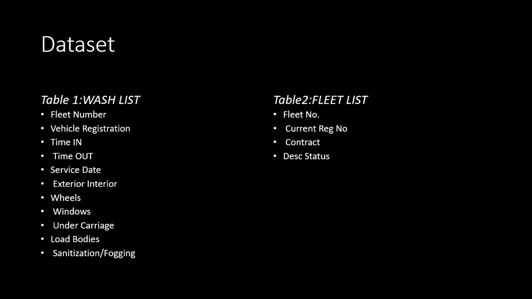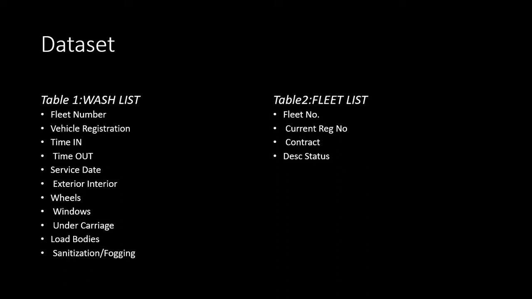Now first we have to see what data sets we have. Here we have two data sets, which are watch list and fleet list. In the watch list we have fleet number, vehicle registration, time in, time out, service date, exterior, interior, wheels, windows, undercarriage, load bodies, and sanitizer problem. First we have to look into each of these fields' descriptions, what exactly each does.